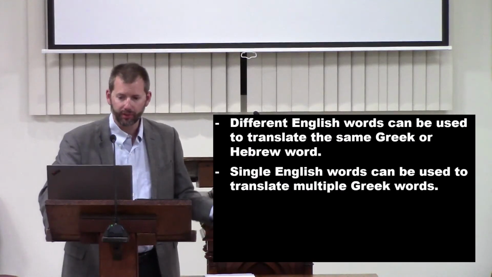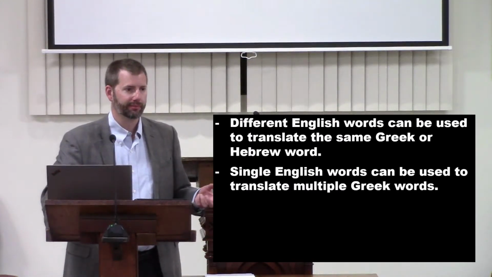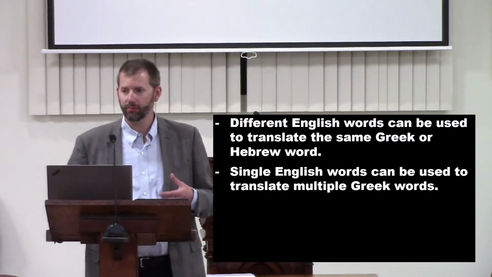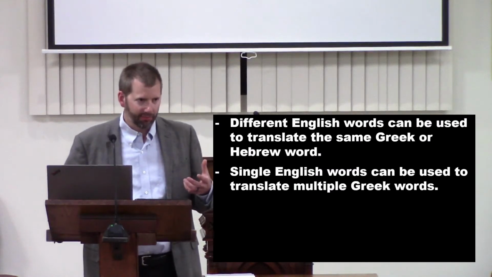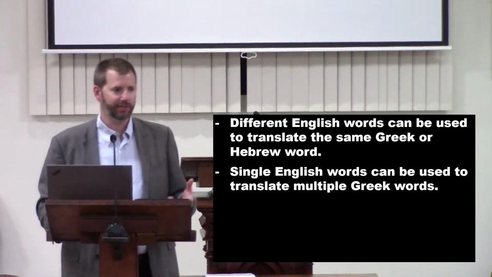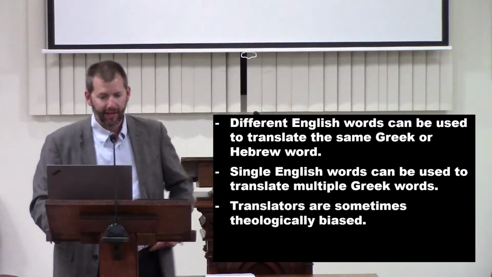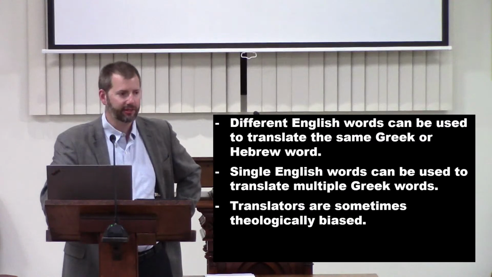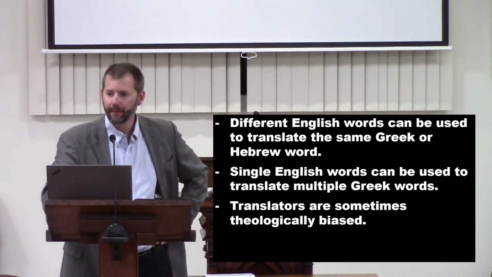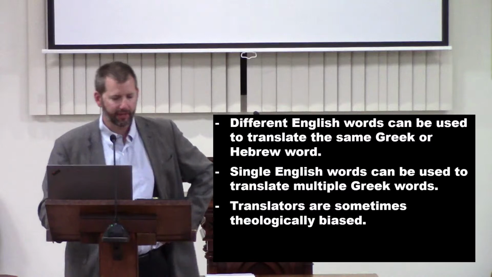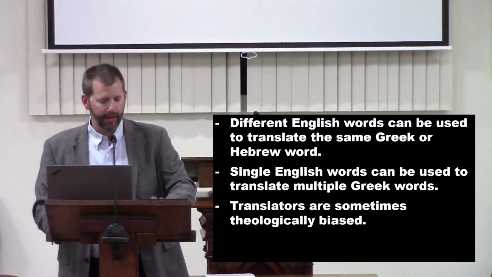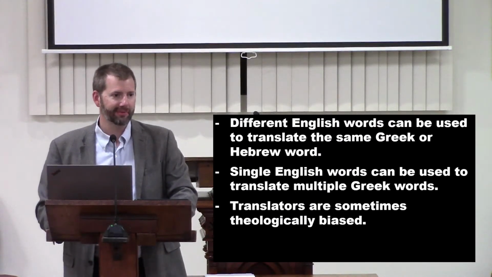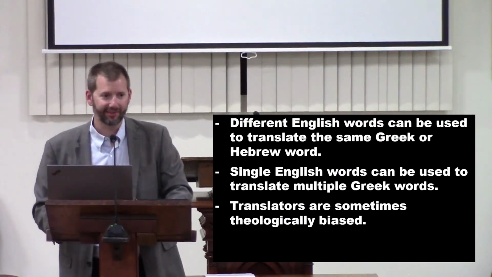Or a single English word can be used to translate multiple Greek words. We're all familiar with the love situation. Multiple different words for love in Greek, one in English. It really takes some of the meaning from the text when you only have one word. And translators are sometimes theologically biased. Sometimes the translators will translate a word a particular way to fit their bias. Think about how our English Bibles say baptism instead of immersion. Baptism is not necessarily an originally English word.